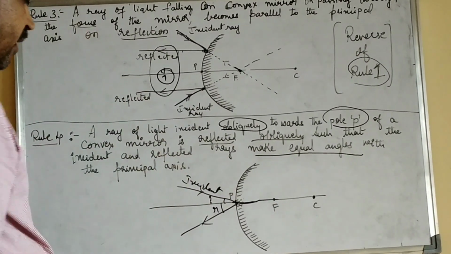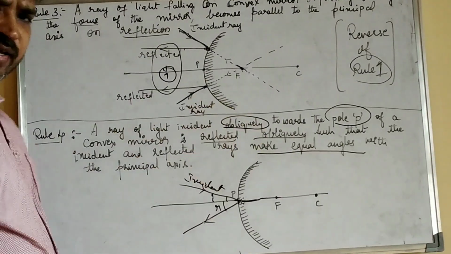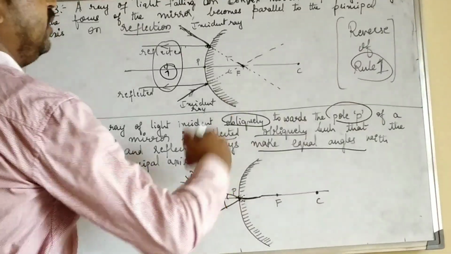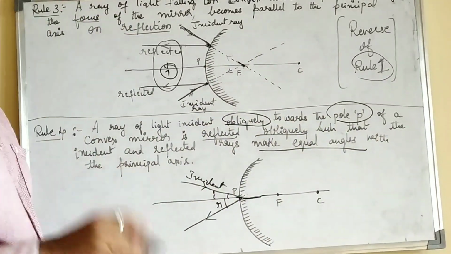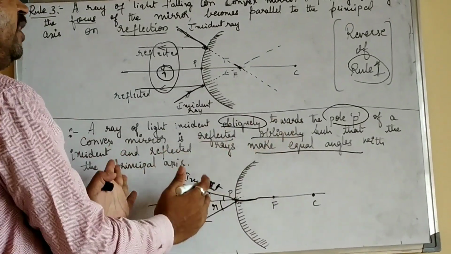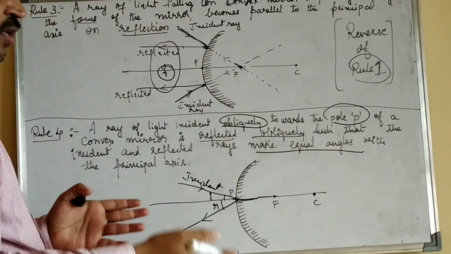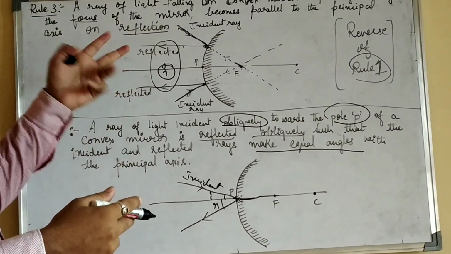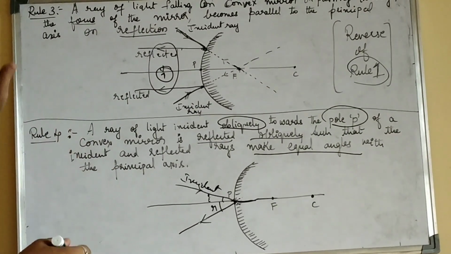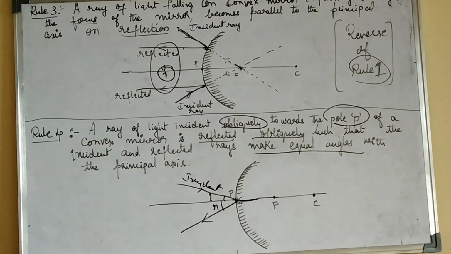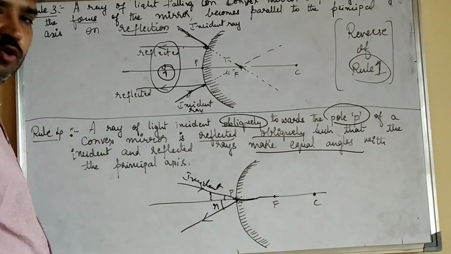Now you can think, where exactly is the image? Of course the image is formed on the other side of the mirror itself, but we are not concentrating on where exactly the image is in these rules. Next we take up the two different cases, where we can study the position of the object and the position of the image. So this is rule 4.